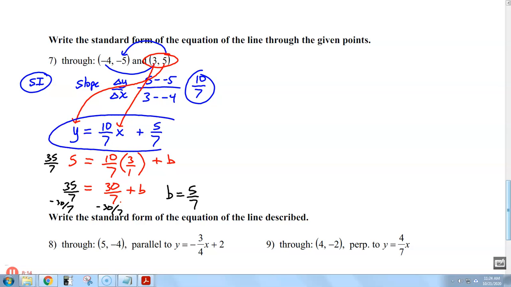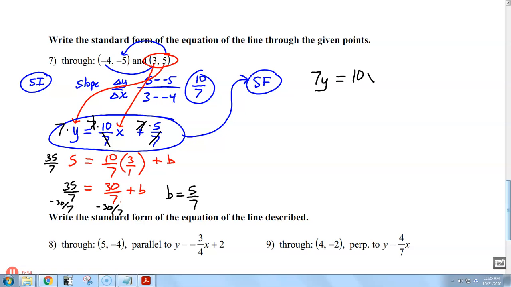Now, this is in slope-intercept form. We need to change it to standard form. So first thing I think I should do is I need to cancel out those 7s. So times by 7, times by 7, which is going to cancel, times by 7, which is going to cancel. And what I'm left with is 7y equals 10x plus 5.